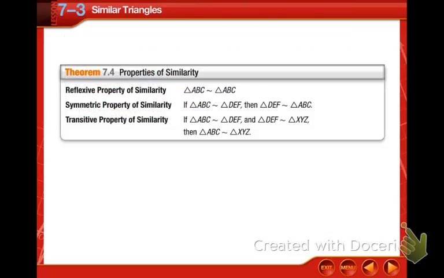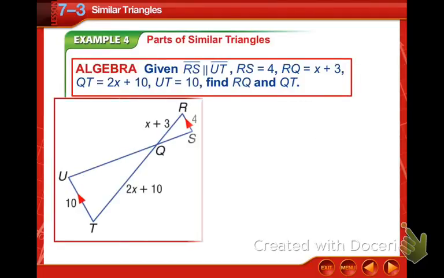So, some properties of similarity, same properties we've been looking at: reflexive, symmetric, and transitive. And so now we have a couple of triangles here. You're given some information. We need to make sure they're similar before we can do anything with them.